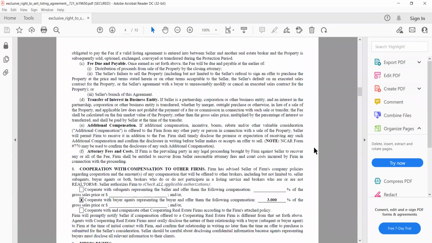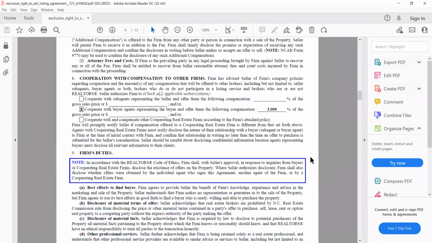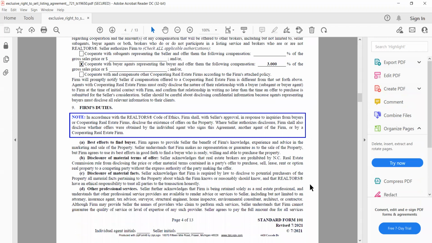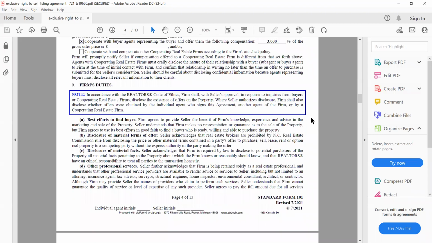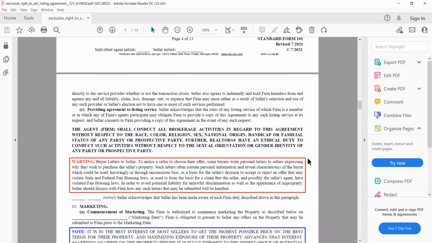All right, I don't want to spend any more time there. Let's move on. The rest of this page you can go and read, but I just want to make sure that you know, for our firm, we cooperate with buyer agents. So that middle box needs to be checked or X'd: cooperate with buyer agents representing the buyer, and then show how much of the commission you're going to share with the buyer agent that may bring a buyer to your listing. All right, and then number 9, the firm's duties. You need to know these. What are our duties based on the Realtor Code of Ethics? I'm not going to read those.